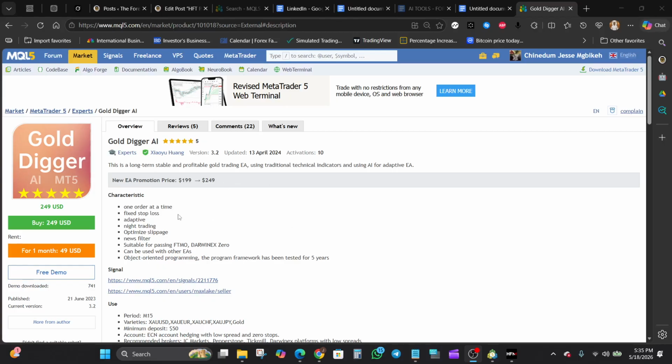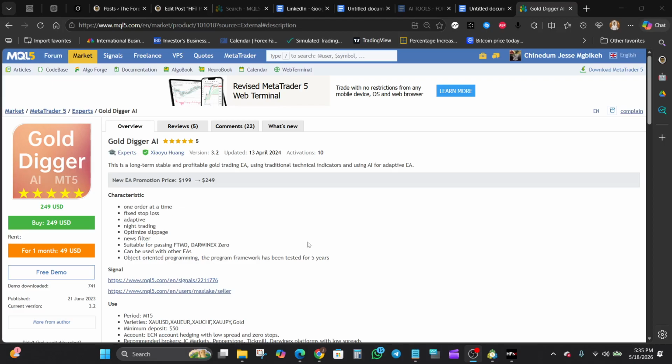So right here on the MQL5 Marketplace page, we can see the EA is currently priced at 249 US dollars with a 1 month rental option available as well. The current version shown here is version 3.2, updated in April 2024.